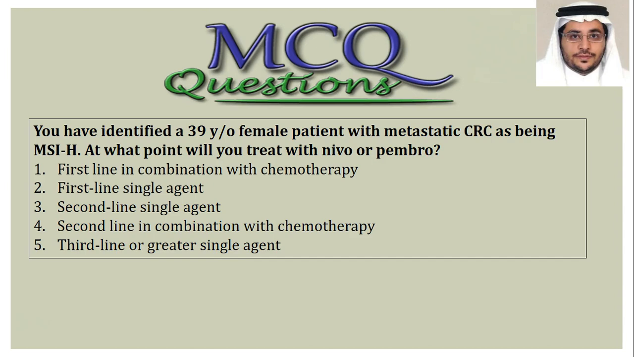So the last question is for you, Ahmed, because you were looking at the phone. You have identified 39 female patients with metastatic colorectal cancer with MSI high, in the first-line setting. What's the best way? When do you put nivolumab or pembrolizumab in your equation?